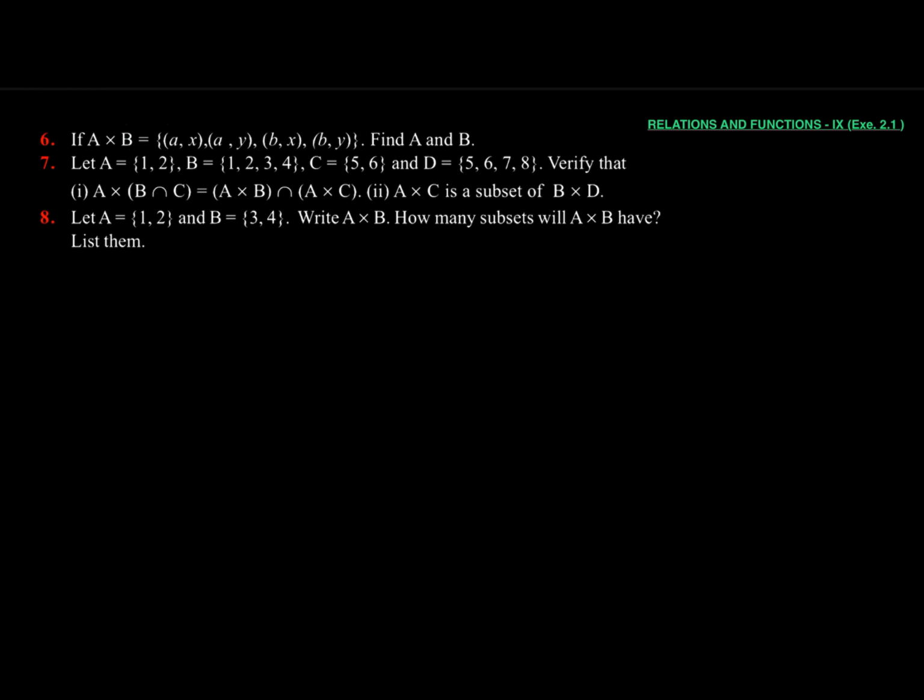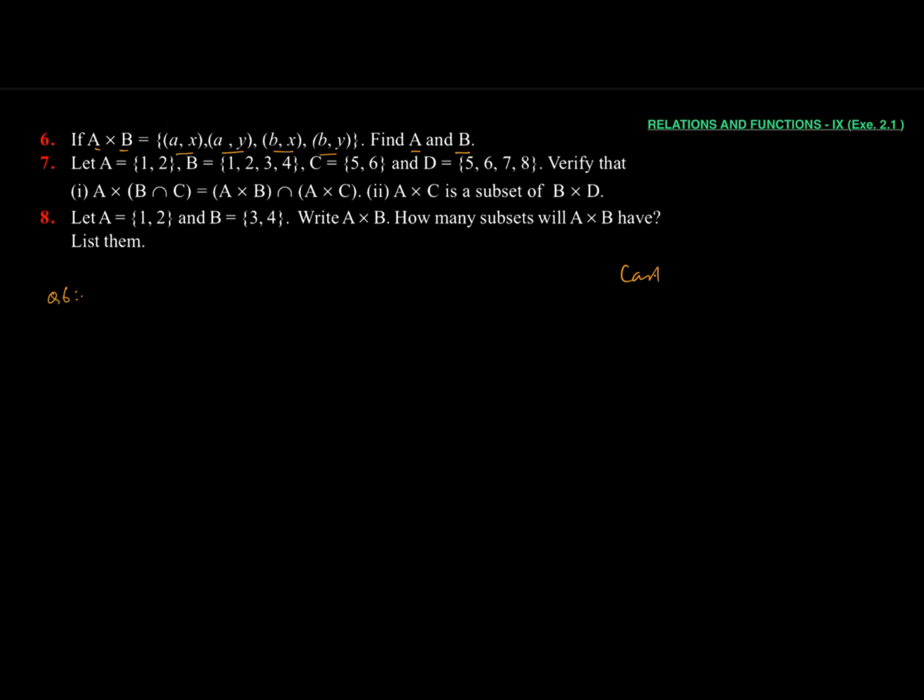So today in this video we are going to attempt question number 6, 7 and 8 of chapter Relations and Functions, exercise 2.1, class 11th of CBSE mathematics. So question number 6 is: if the Cartesian product of two sets A and B is equal to (a, x), (a, y), (b, x) and (b, y). So these are the elements of this Cartesian product. We'll have to find sets A and B. So this is question number 6.